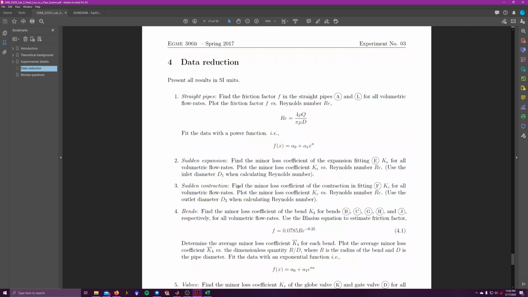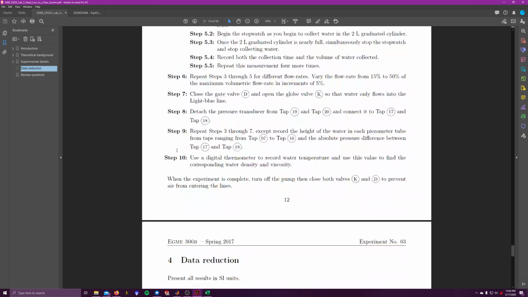You can skip that. Number 1 here, so we're going to find the friction factor F in the straight pipes A and L. You don't need to fit it with a power function, just like the last labs. So let's go up and we'll take a look at these sections A and L.